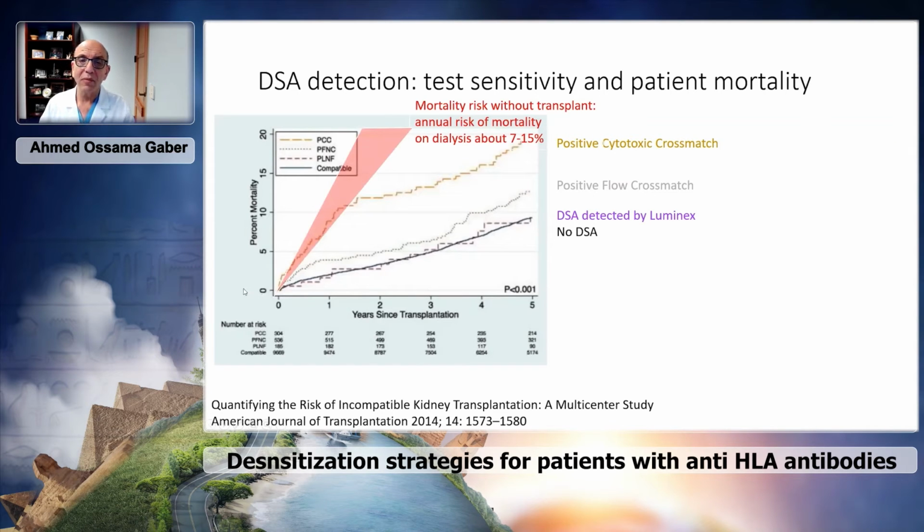I just want to remind everybody that the mortality on dialysis is about 7 to 15% a year. So without transplantation, the mortality in 5 years for these patients is almost 25%, so any transplant seems to be better than no transplant. Of course, we don't want to do transplants where the patient mortality is as high as 20%. So what we want to do is desensitize these patients so that these positive cytotoxic cross-matches can come close to the positive flow and no DSA cross-matches.